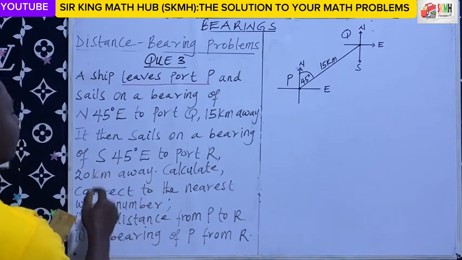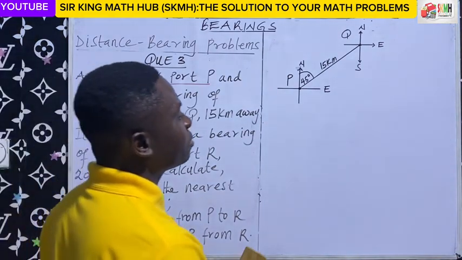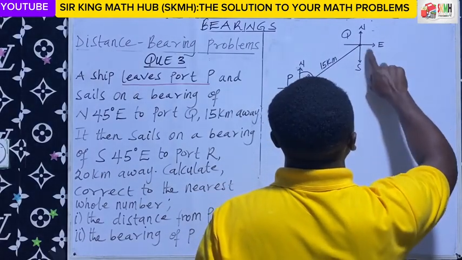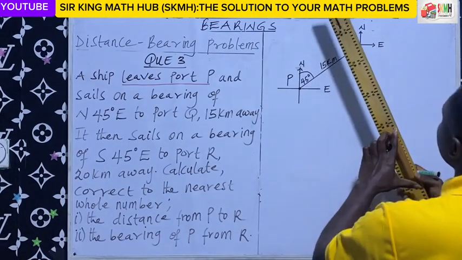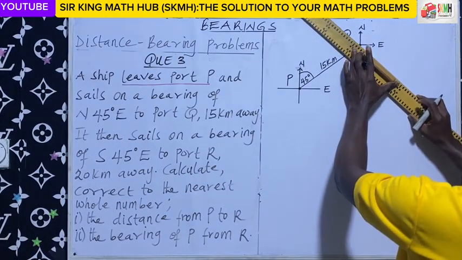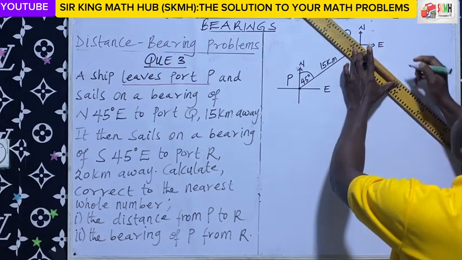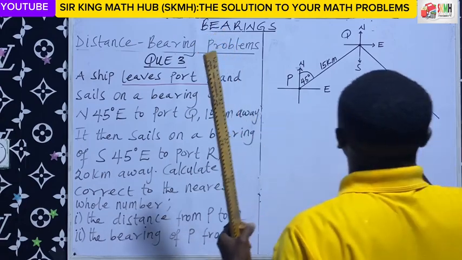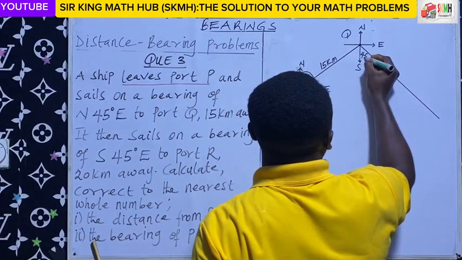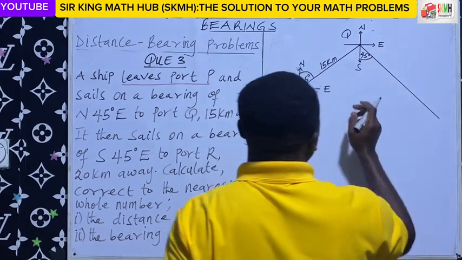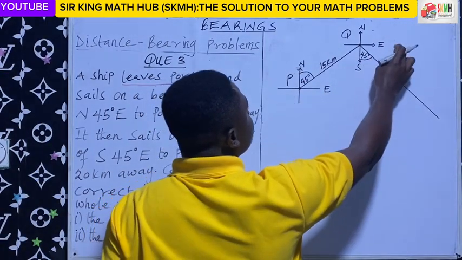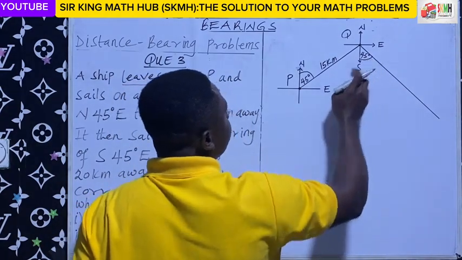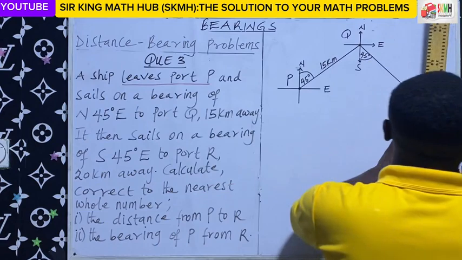So we have to measure 45 degrees southeast. 45 degrees southeast means that starting from the south, we have to measure 45 degrees towards the east. So that should be somewhere here. So here will be 45 degrees. That is 45 degrees southeast. Starting from our south, we have to measure 45 degrees towards the east. So this is where we place the 45 degrees.